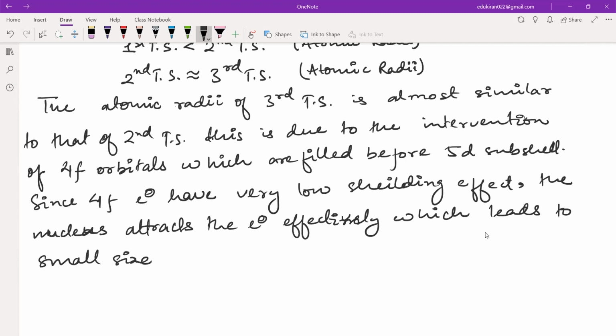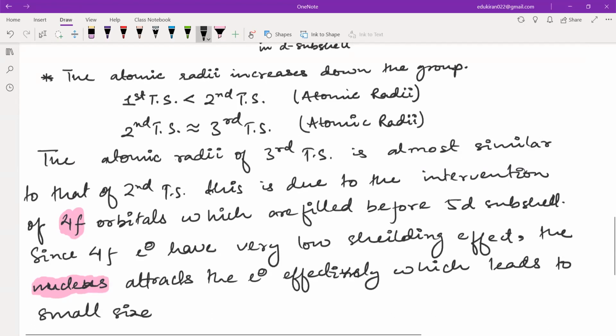That is why, now the first is the 3D, second is 4D, third is the 5D series, and before 5D subshell, we have to fill the 4f electrons. And these 4f electrons are not very good at shielding. That is why the electrons in the outermost shell are easily attracted by the nucleus, and if it is easily attracted by the nucleus, the size is going to get small. That is why the second transition series and the third transition series have almost similar atomic sizes. But in general, it increases if I go down the group.